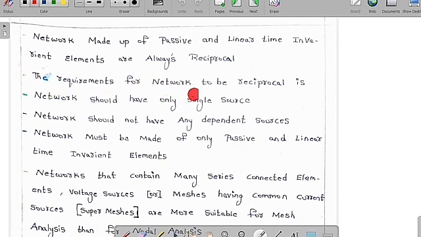What are the requirements for a network to be reciprocal? The network should have only a single source, it should not have any dependent sources, and it must be made up of only passive and linear time invariant elements. So the reciprocity theorem is satisfied only if there is only one independent source, there are no dependent sources, and there are only passive and linear time invariant elements. Then only we can say the network is a reciprocal network.